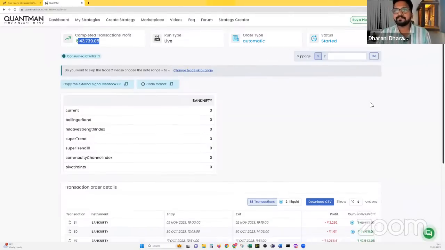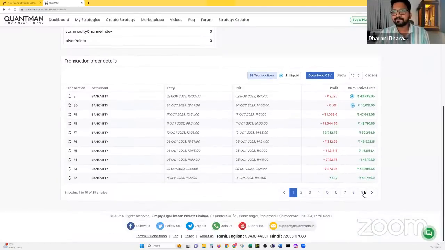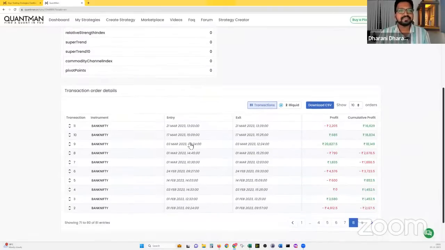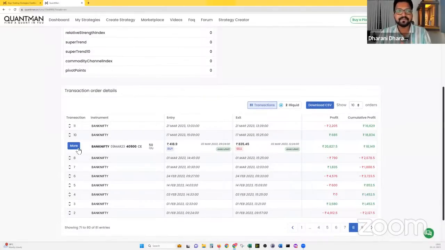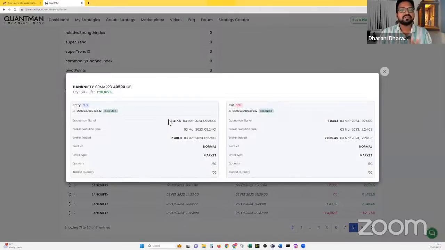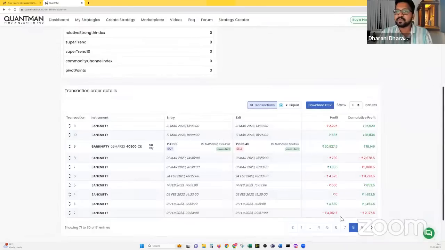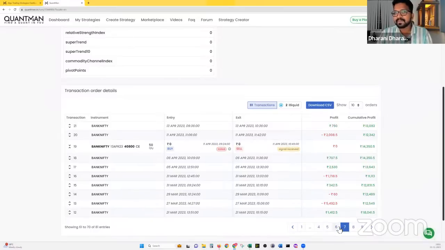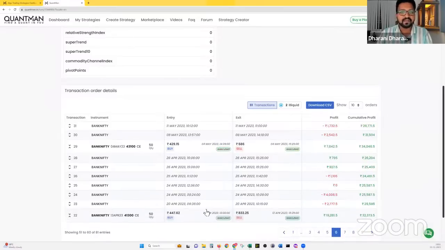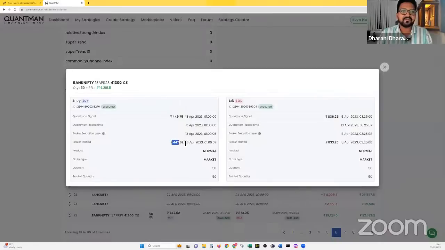6 to 8 trades? 8 to 10 trades. Let me just check it. Okay. So 3rd March, everything is for just 2 lots. On 3rd March, 9:24, the trade happened at 418, exited at 835, and generated 20,000 rupees of profitability. On the other hand, on 13th April, trade taken at 447, 833. So it's almost like 400 rupees of capital gain, right?